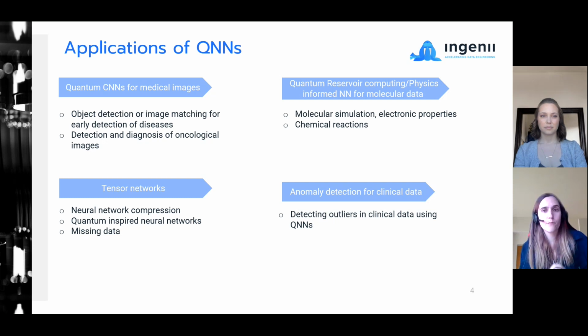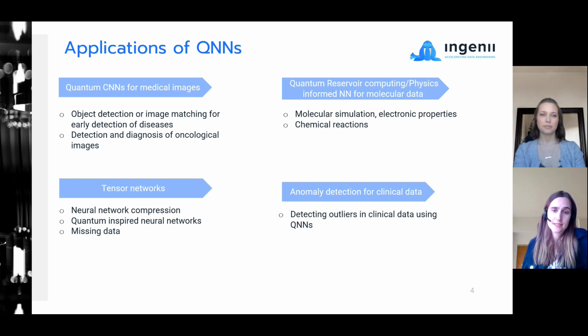Then we have quantum reservoir computing or physics-informed neural networks to simulate quantum mechanical processes such as molecular data. In this case, we're mapping the input data into a quantum space, into a quantum system, and then letting this system evolve naturally. We're then gathering information from this system to understand its dynamics and understand the physical system. So this is very useful for quantum simulation, such as simulating the properties of molecular data or the electronic properties of new materials or chemical reactions.